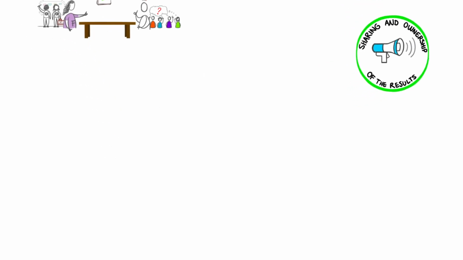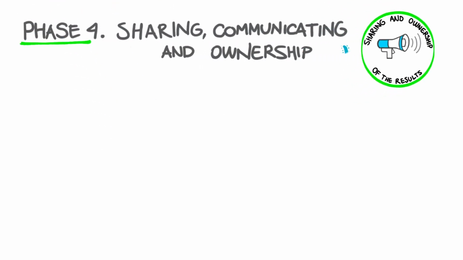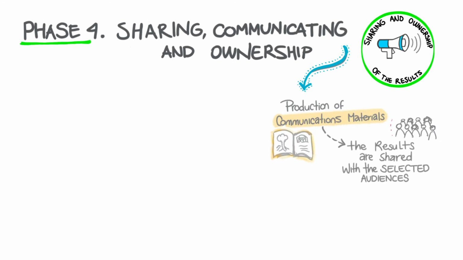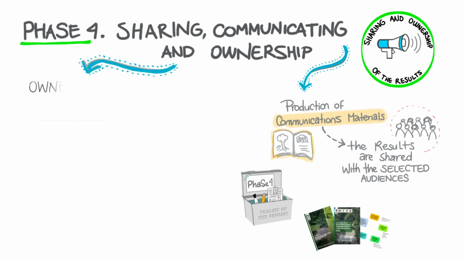Once an agreement has been reached with the key actors about the results of the learning process, the production of communications materials is finalised during phase 4, and the mechanisms and channels to reach the audiences, internal and external, prioritised during the framing phase are prepared. Phase 4 also includes an effort to achieve ownership of the lessons learnt.